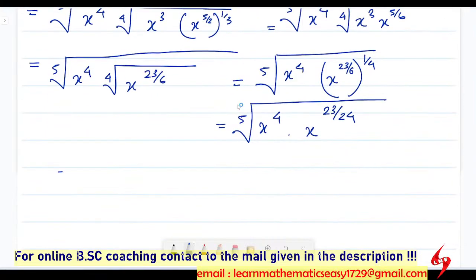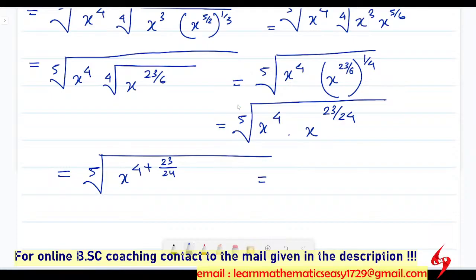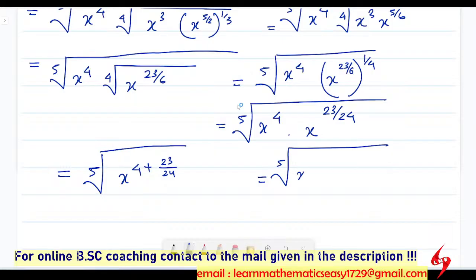Next, 5th root of x to the power 4. So the power will be added. So that is 4 plus 23 by 24. This is the addition, LCM will be 24.